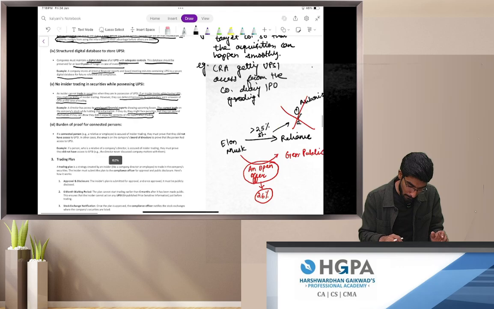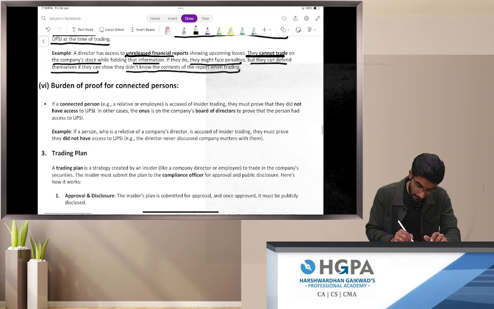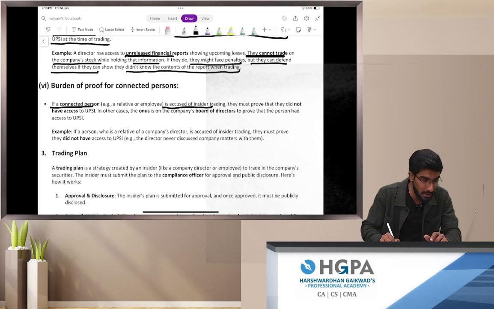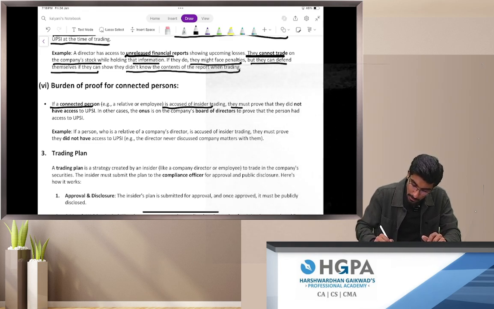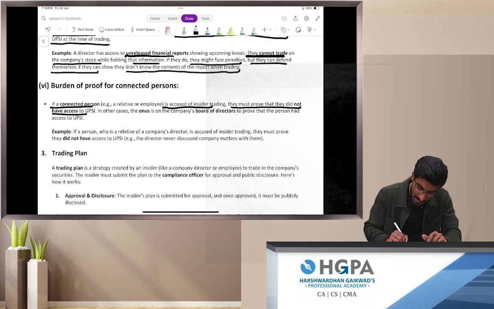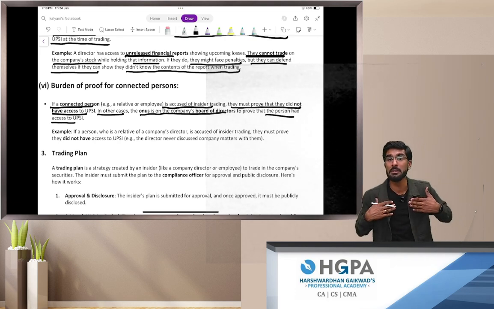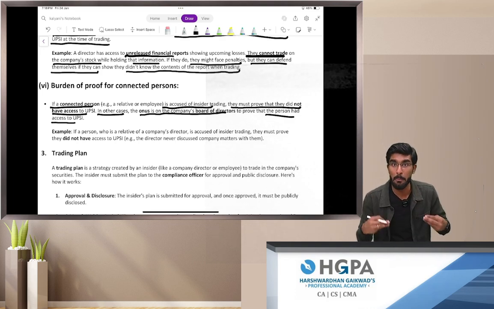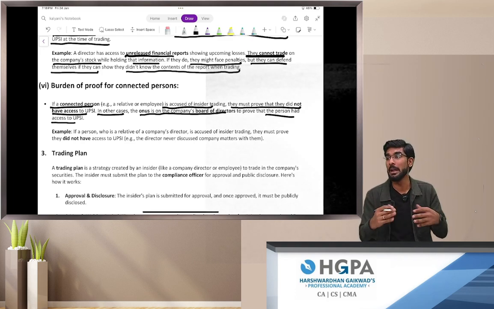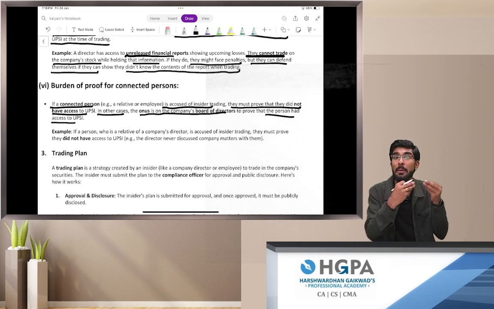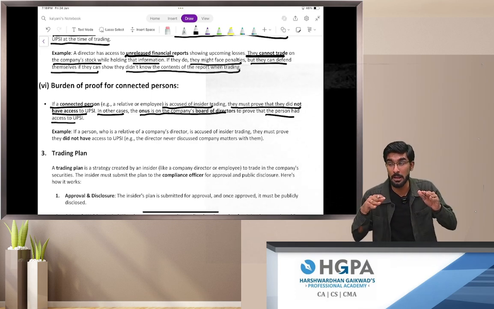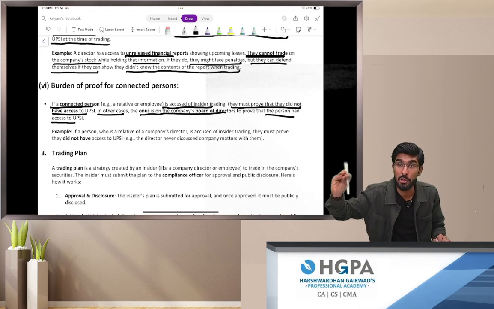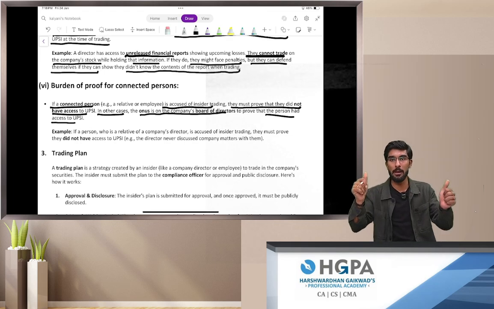The last is, people, burden of proof for connected persons. If a connected person is accused of insider trading, they must prove that they did not have access to UPSI. In other cases, the onus is on the company's board of directors to prove that the person had access to UPSI. If I am a connected person, then the burden of proof lies on me. I need to prove that I did not have access to UPSI, even though I am a connected person. If I am not a connected person, then the board of directors of that company needs to prove that I had access to UPSI. Are we clear?